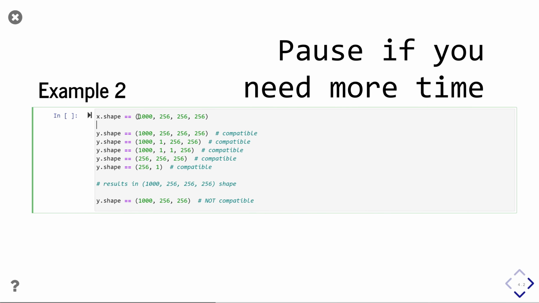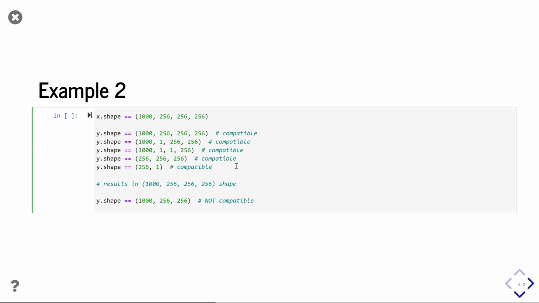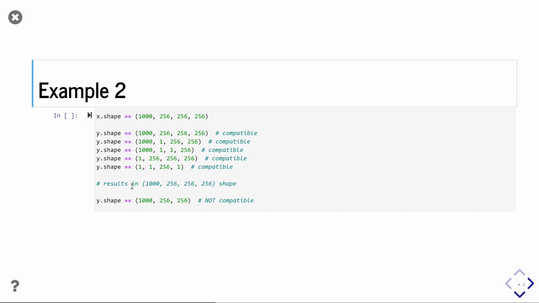In this case, we have 4 dimensions, and we see that all of the following things are compatible. In every case, we follow the same rules. Again, though, in this case, we cannot append a 1 to make it compatible. We always prepend ones. So far, we've only seen examples where the resulting shape is the same as one of the original shapes. Let's look at an example where that is not the case.